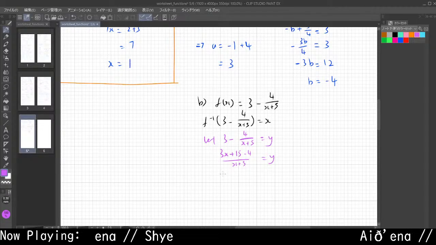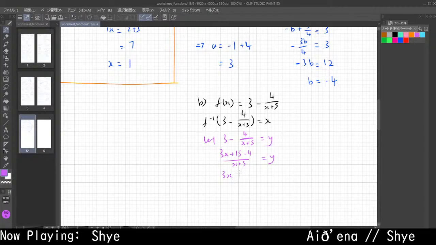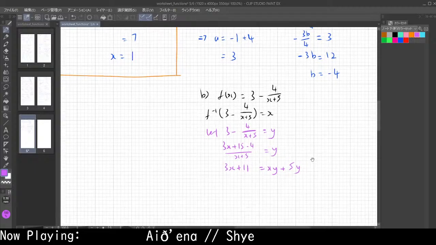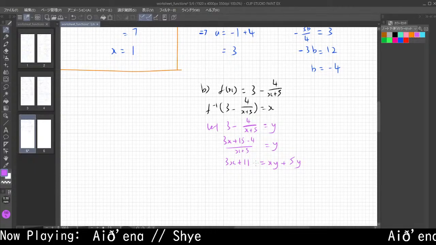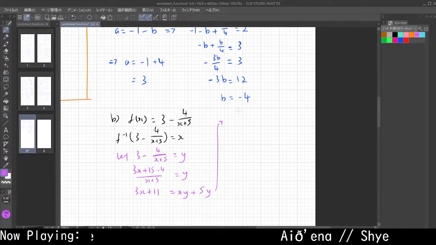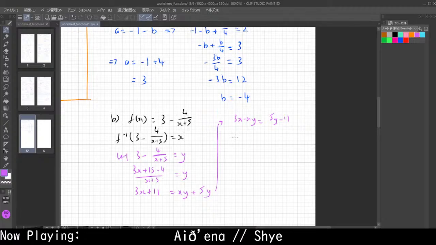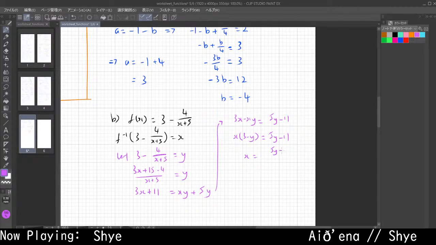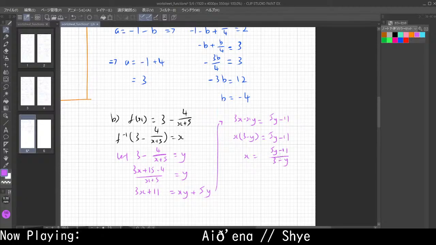So I get 15 minus 4 is plus 11. x times y is xy. 5 times y is 5y. x on one side, y on the other, no x on the other side. So you get 3x minus xy equals 5y minus 11. x factorized out, x(3 - y) = 5y - 11. Bring over, x = (5y - 11)/(3 - y). So this is that.